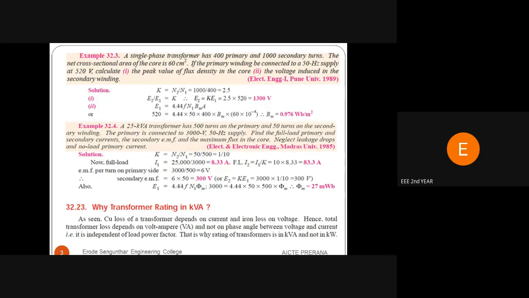Find the full load primary and secondary currents. That is, I1 equal to what, I2 equal to what. And then the secondary induced EMF E2, and also the maximum flux in the core, that is phi m. These are the 4 terms we have to determine: I1, I2, E2, and phi m. Neglect leakage drops and no load primary current. So these terms we have to neglect.